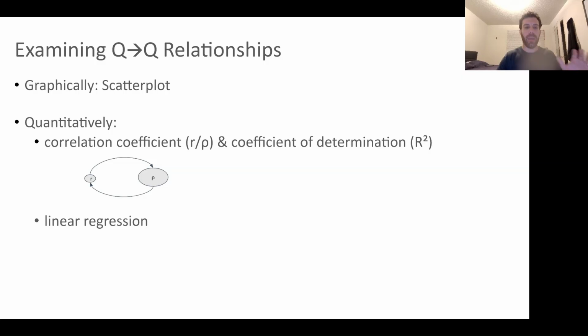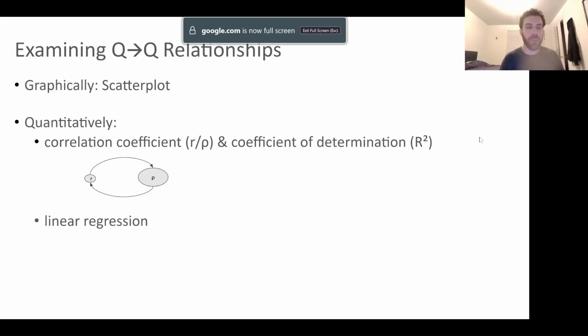And then we're not going to get into linear regression in this class, but linear regression is a tool that kind of builds off of these correlation coefficients, and that is something we'll cover in more detail either in future classes or at the very end of class as optional material. But today's class is really going to focus on the correlation coefficient and coefficient of determination.